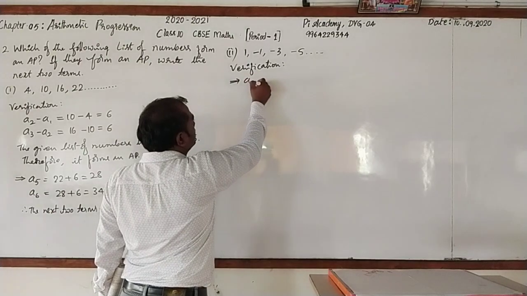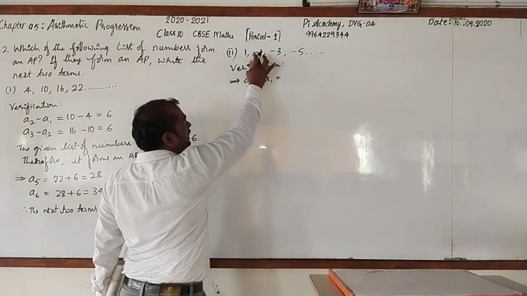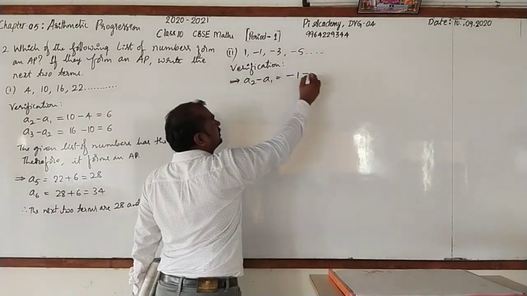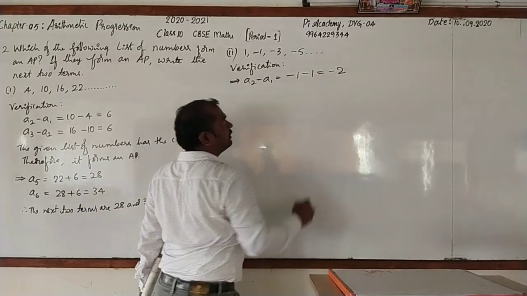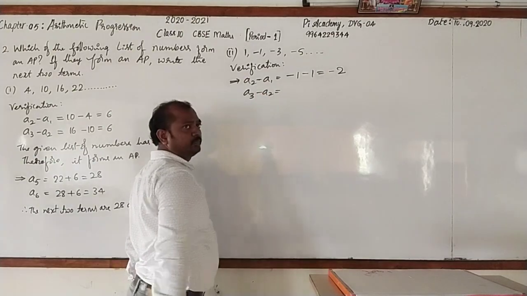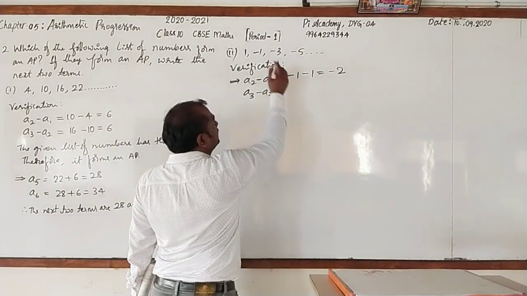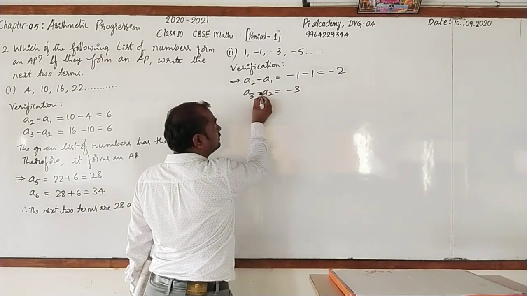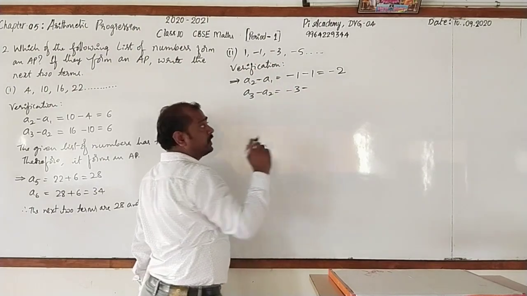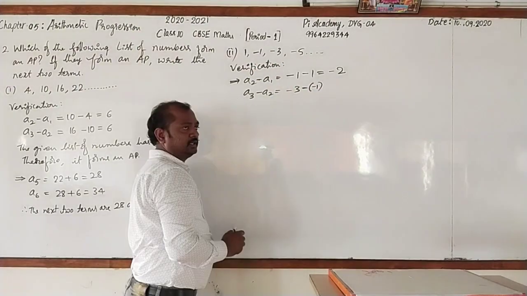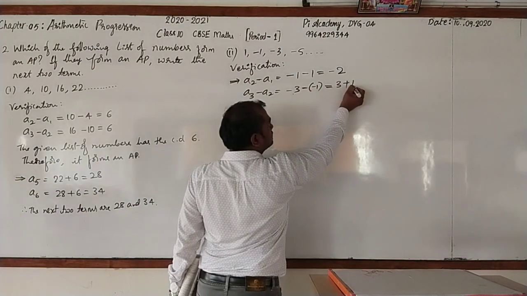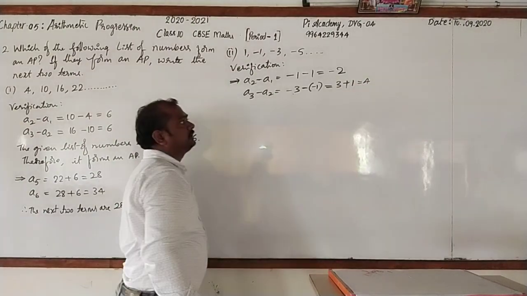So you have to find out the difference. One is A2 minus A1. What is A2? Minus 1. Minus A1 is 1. Minus 1, minus 2. Next, A3 minus A2. A3 is minus 3. Then this minus, it's very important. Next, A2. What is A2? Minus 1. So it should be written in bracket. This is equal to minus 3 as it is. Here minus into minus plus 1. 3 plus 1, it is 4.